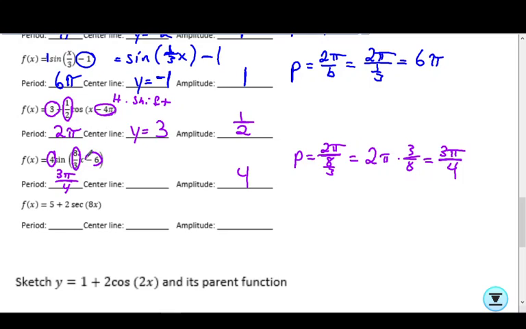What is this right here? That's my horizontal shift. So it's been moved to the right 6. So where is my center line? Right where it started, at 0. It's not been shifted up or down, so it's still at 0.